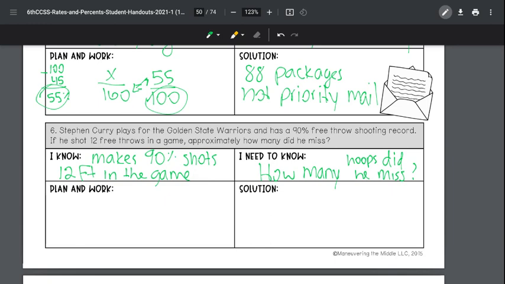And plan and work. Listen, this is one of those problems where it gave us the percent, but we're really looking for the opposite. So if he makes the shots 90% of the time, that means he misses 10% of the time. So percent over 100, these are his misses, equals x over 12. He took 12 shots in the game and he missed 10% of the time. So 12 times 10 equals 120. Divide that by 100, x equals 1.2. So he missed about one shot. Missed one free throw.